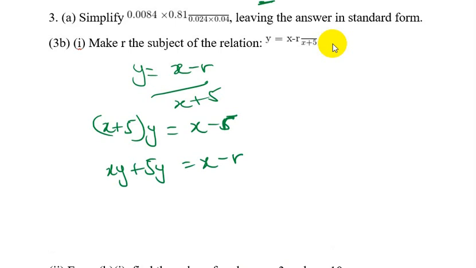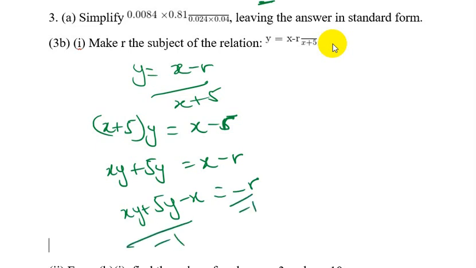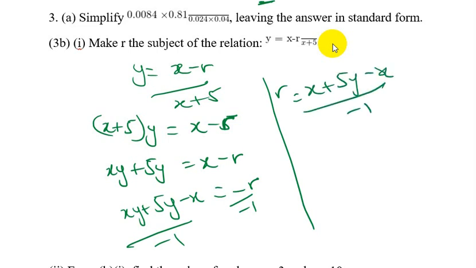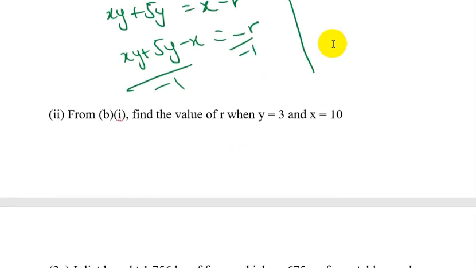We are finding r. So we take this one from there. We are going to get xy plus 5y minus x equals minus r. We are looking for r and not minus r. So we divide by -1 on both sides. So we are going to get r equals xy plus 5y minus x, all over minus 1. Now I can affect the -1 with the numerator if I want. If I do, the one with the plus will be minus and the one with the minus plus. But I think if you leave your answer in this form, it's correct.